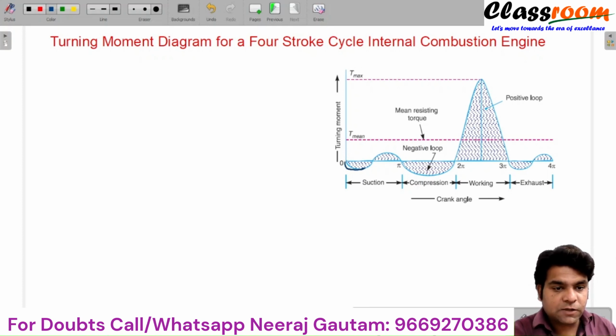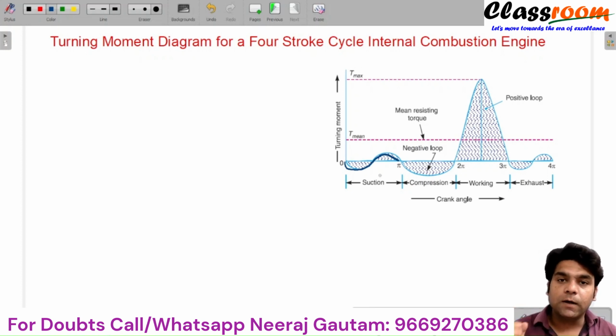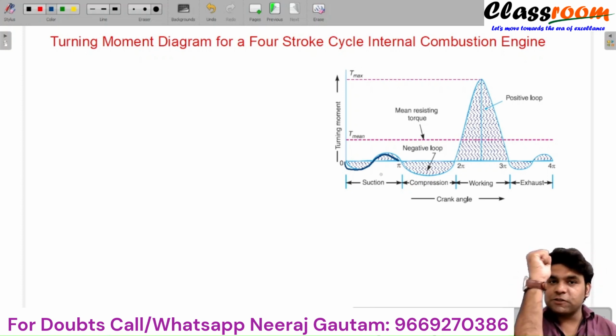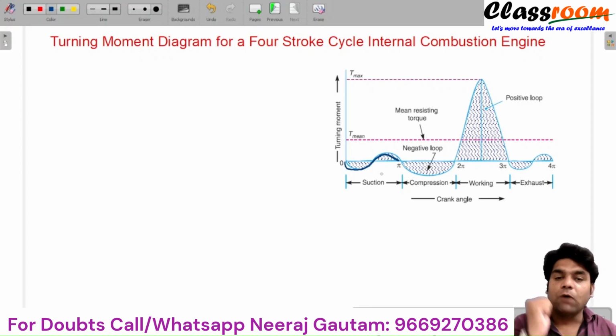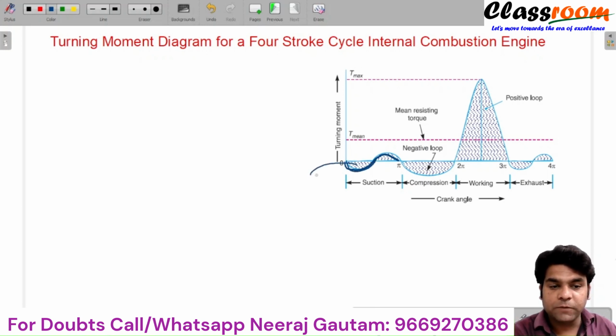During the suction stroke, which is the first 180 degrees of the crank rotation, the piston is moving from top dead center to bottom dead center, or inner dead center towards outer dead center. As the piston moves downward, the pressure inside the cylinder is less. Therefore, a negative loop is formed here. This negative loop represents that it is absorbing the energy. That means the work is approximately done on the engine gases.